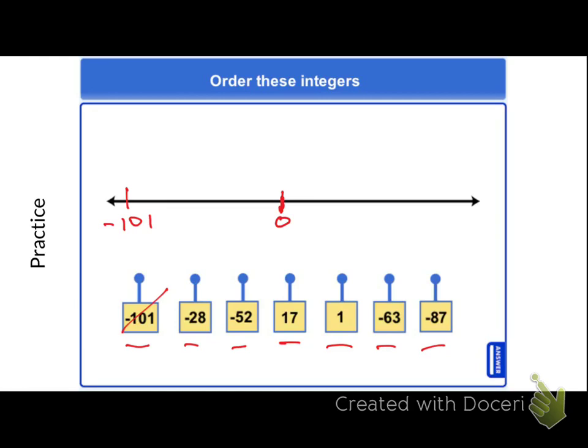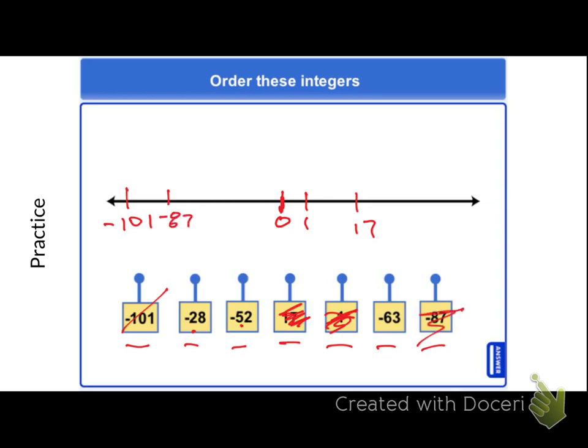Negative 28, negative 52, negative 63, negative 87. I'm going to do these two positives real quick. 1 would be about right there. 17 would be about right there. Those are the easy ones. Now we got to figure out these. Which one's going to be closest to negative 101? Not this one, not this one. It's going to be negative 87.